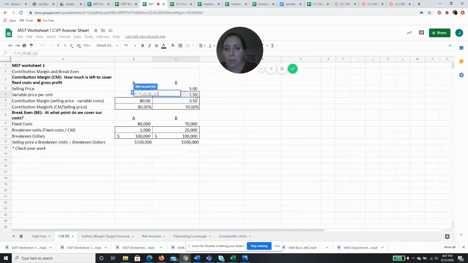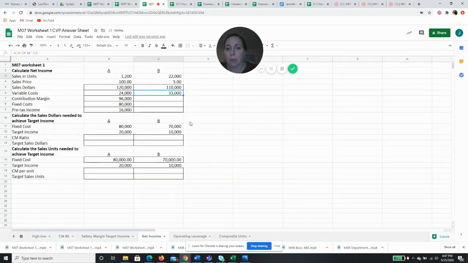All right, so our variable costs are going to be our number of units times our variable cost per unit, which we said was $1.50 for product B. Remember, we're using the same product A and product B. So our variable costs are going to be 33,000. So our sales minus variable costs give us a contribution margin of 77,000. Our fixed costs, we said, are 70,000. So our pre-tax income will be our contribution margin of 77,000 minus our fixed cost of 70,000 for a pre-tax net income of 7,000. Okay, pretty simple.